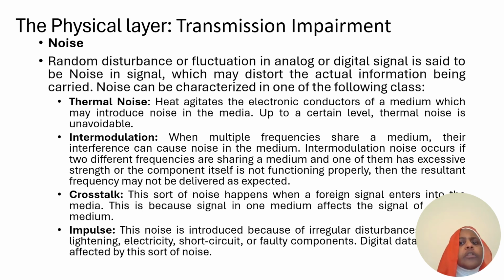The last cause of weakening the transmission is noise. Noise is known as a random disturbance or fluctuation in analog or digital signals, and it might happen for a number of reasons. It can be thermal noise due to heat, or intermodulation noise due to multiple frequencies sharing the same medium, or crosstalk, the noise that happens when two mediums are passing near each other, and it can be impulses from irregular distribution of lightning, electricity, or short circuits.